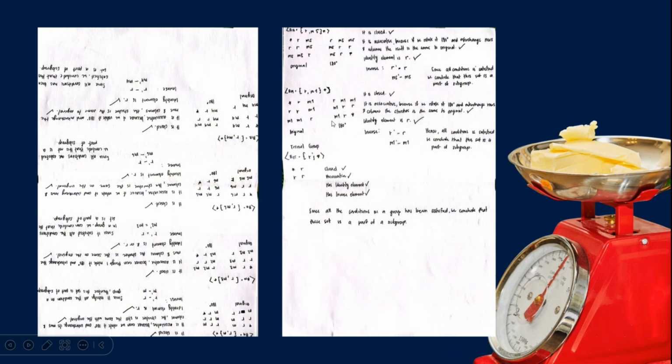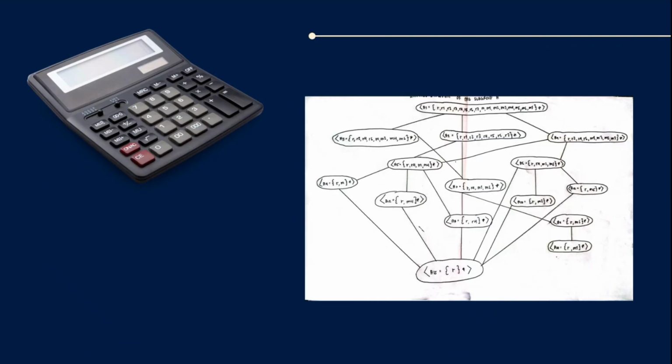So A2 to A14 are groups. Let's check if the trivial group is a group, or a part of the subgroups. It is closed and associative. It has the identity element, which is R itself, and it has an inverse element. Since all the conditions of a group have been satisfied, we conclude that this set is a subgroup.